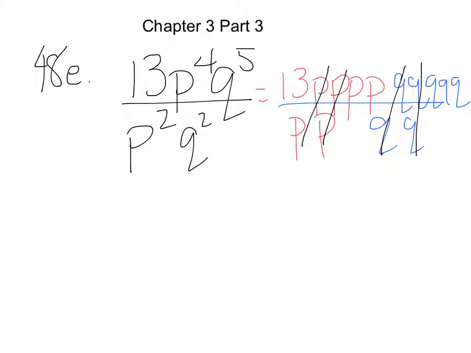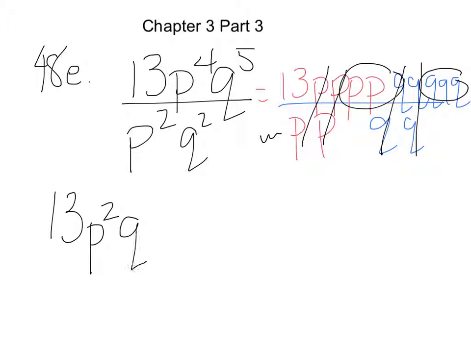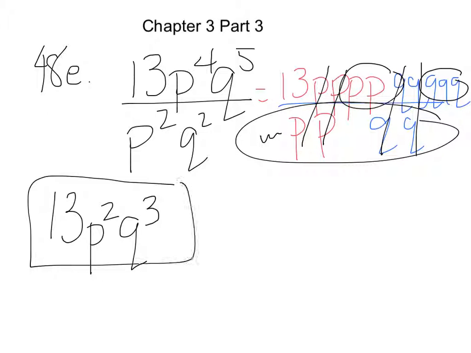Now this 13, it's going to stay put. There's no number under here besides 1 for us to divide, so it's going to stay 13. But now we have 2 p's on the top and 3 q's on the top. So that'd be p squared q cubed. And that's it. Anything in the denominator has been eliminated, so that is going to be our simplified expression.